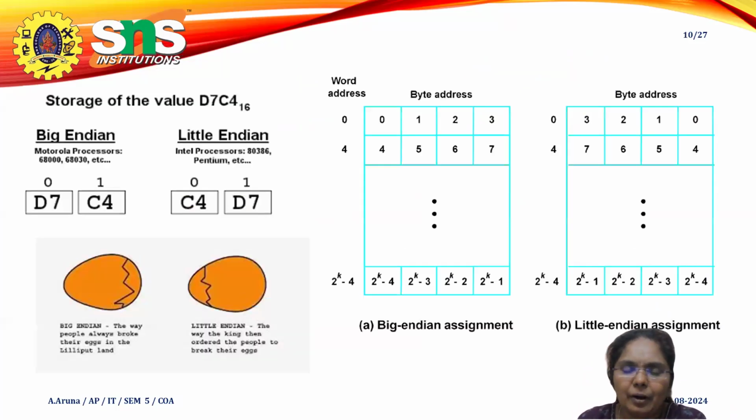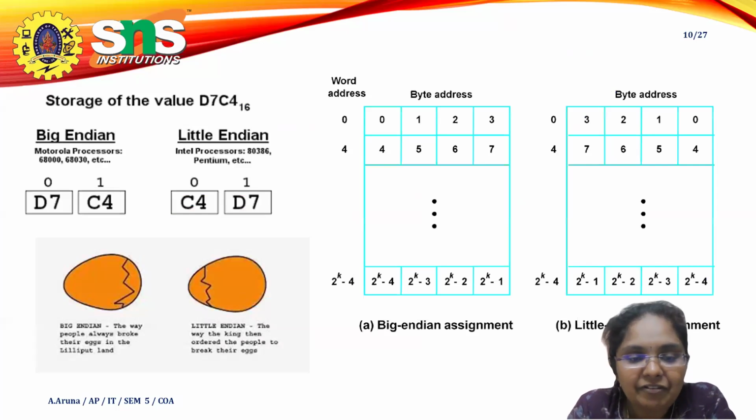Here is a good example for little endian and big endian. The way of people is always to break the egg at the little end; that can be called little endian, while breaking at the big end is big endian. The king ordered the people to break their eggs on one side. In little endian, your data is written from least to most. In big endian, your data is written from most to least. This is the basic difference between little endian and big endian.